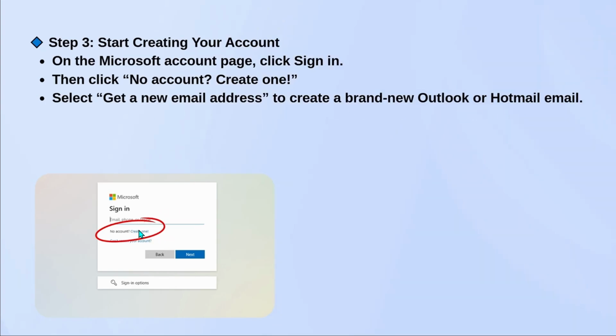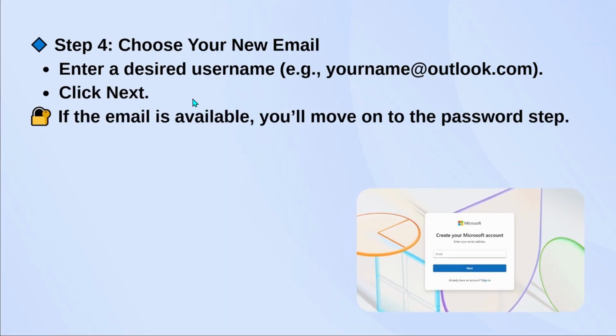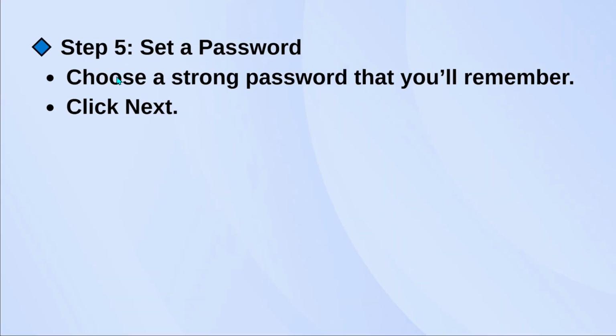If you want a fresh start, choose Get a New Email Address. You can pick something like your name at outlook.com or at hotmail.com. Type in the email username you want, and if it's available, you'll move on to creating a password. Choose something secure but still easy for you to remember.